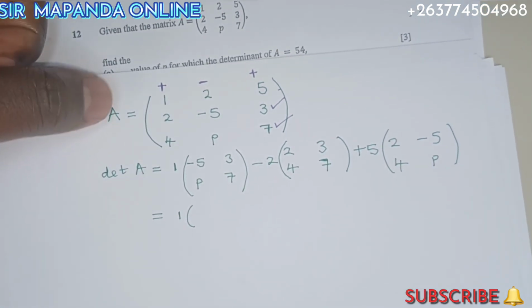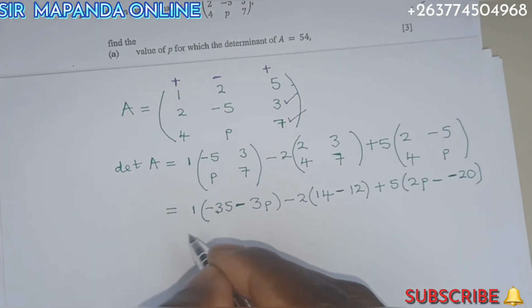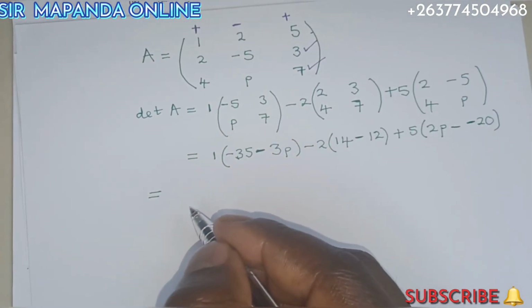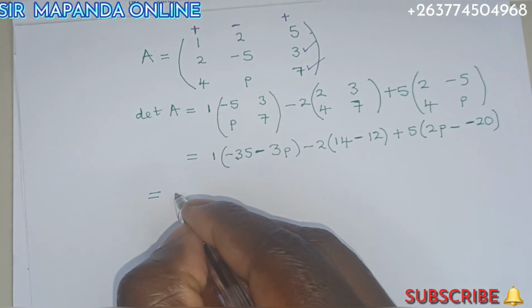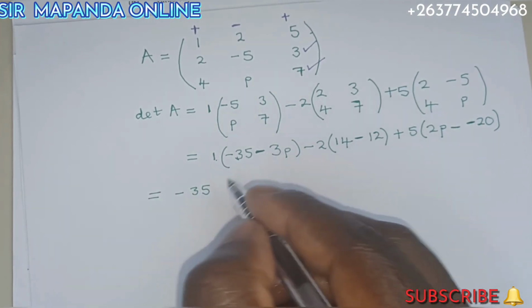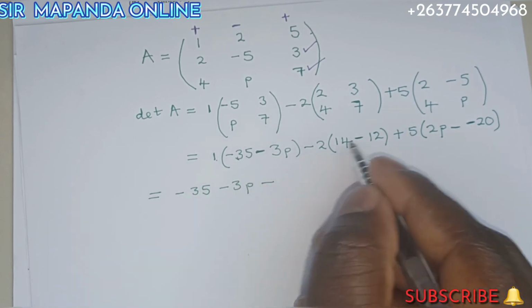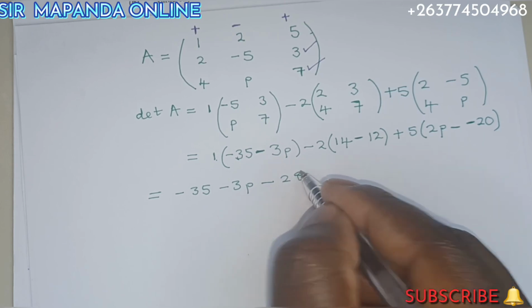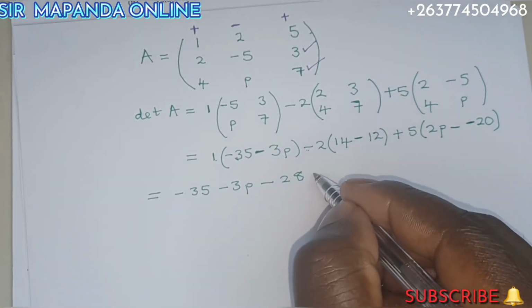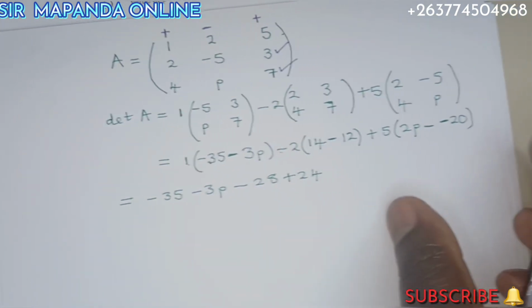The next stage is to find the determinant of each 2x2 matrix. So now removing the brackets by multiplying with 1. 1 times minus 35, you get minus 35. Then 1 times minus 3P, you get minus 3P. Minus 2 times 14 gives you minus 28. Then minus 2 times minus 12, you get plus 24. I hope you are following.